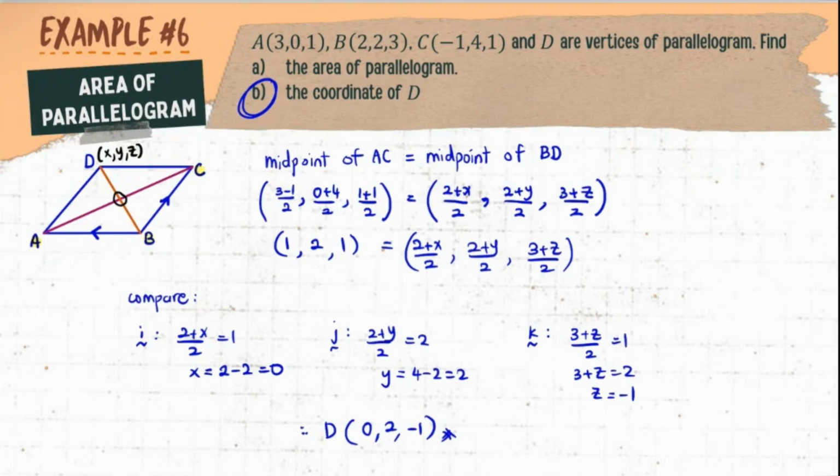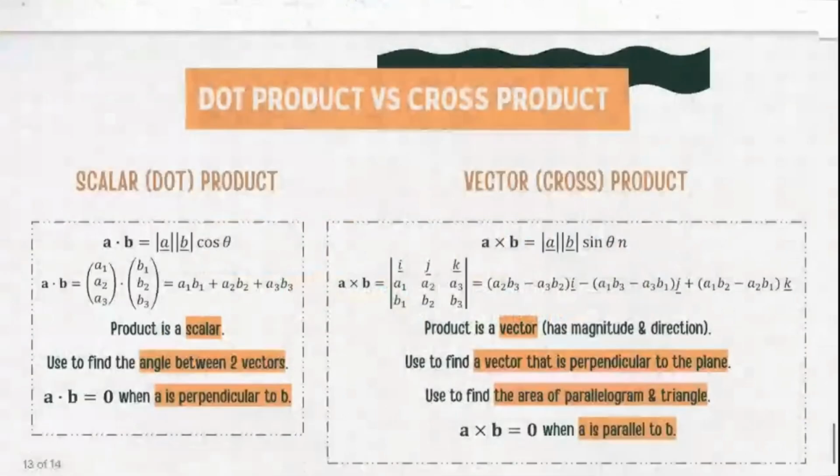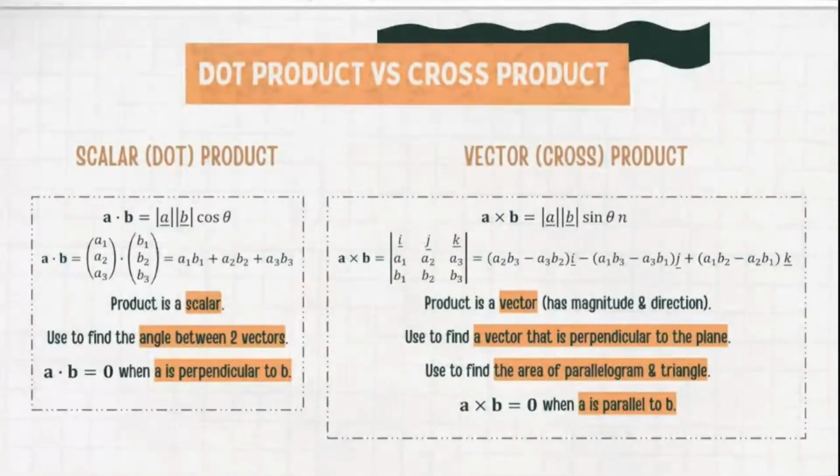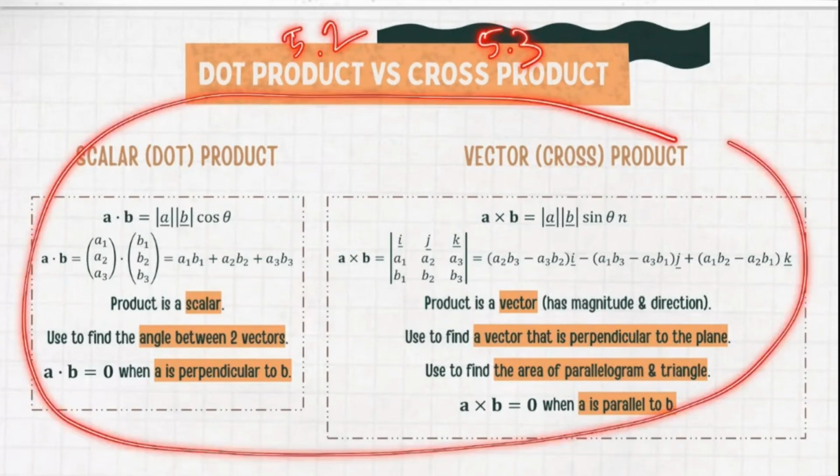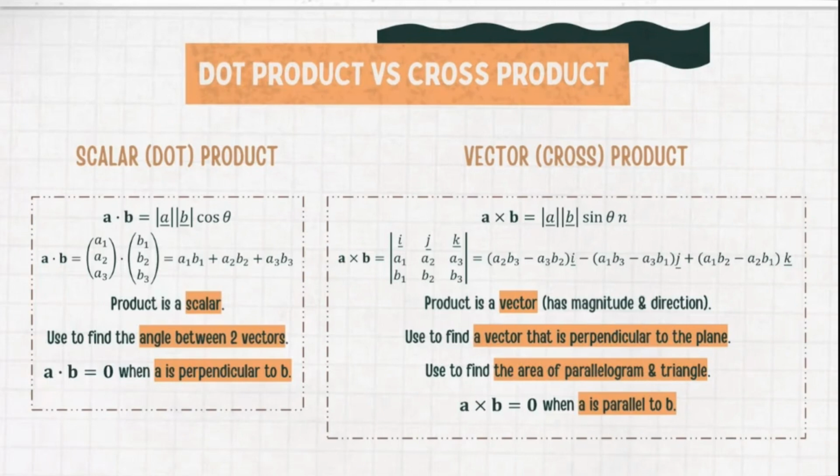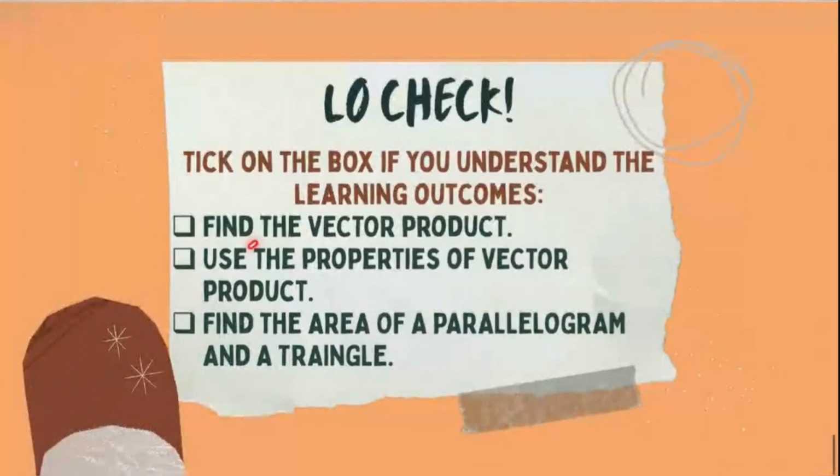Okay, so kita dah habis cover 5.3 and nak tahu beza antara dot product dengan cross product antara 5.2 dengan 5.3 saya dah simplifikan dalam jadual ini. So kamu boleh refer lah untuk nota ataupun untuk kita buat praktis lah dalam tutorial dan juga untuk PSPM nanti. Okay, can tick this box kalau kamu dah faham.